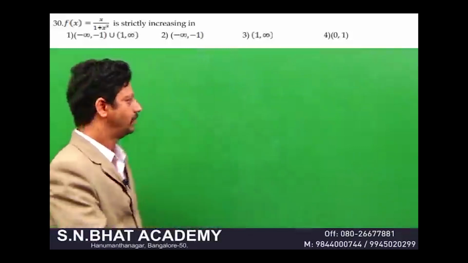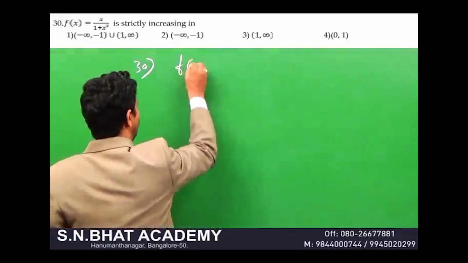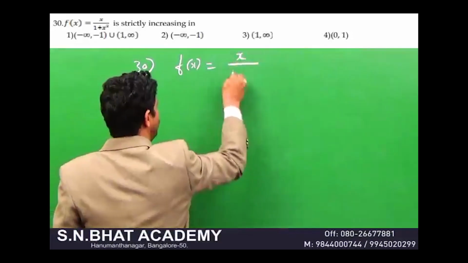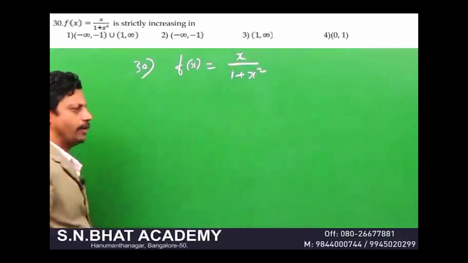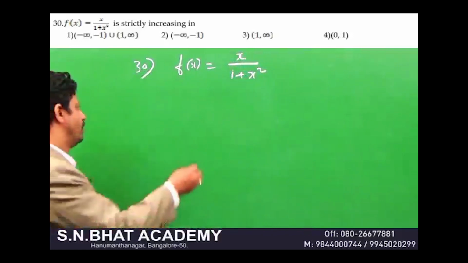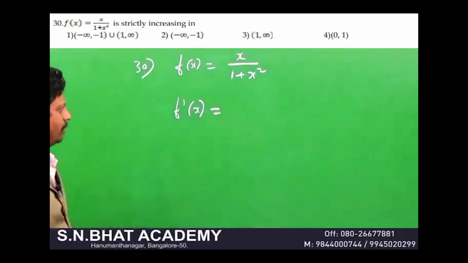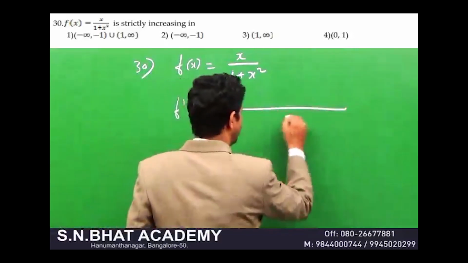Question number 30. The last question in this section. In this problem, a function is given. It is x by 1 plus x square, and we have to determine the interval in which f of x is strictly increasing. For that, we have to determine the derivative of f of x. So we have to use the quotient rule in this case.